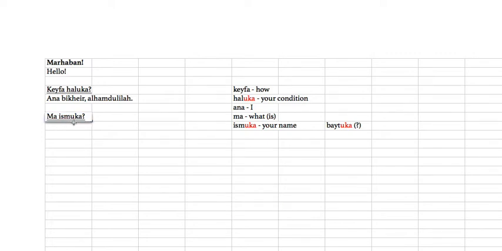So ma ismuka, literally. So how do you say name? You should be able to separate the parts. So ism means name. So ma ism uka. What's your name? Just like how is your condition: hal is condition. How, kaifa, hal uka. Marhaban, kaifa haluka. Ana bikhair, alhamdulillah. Ma ismuka?